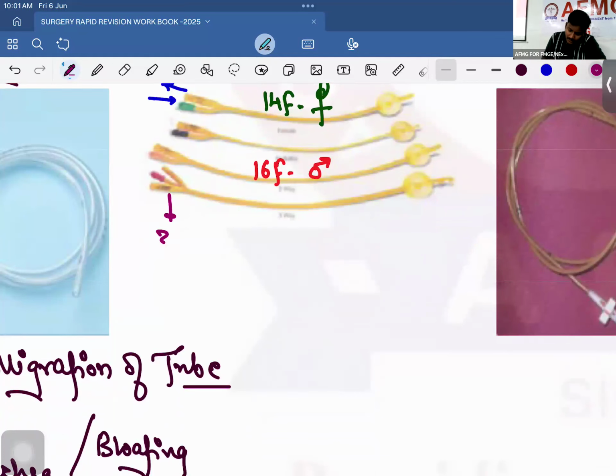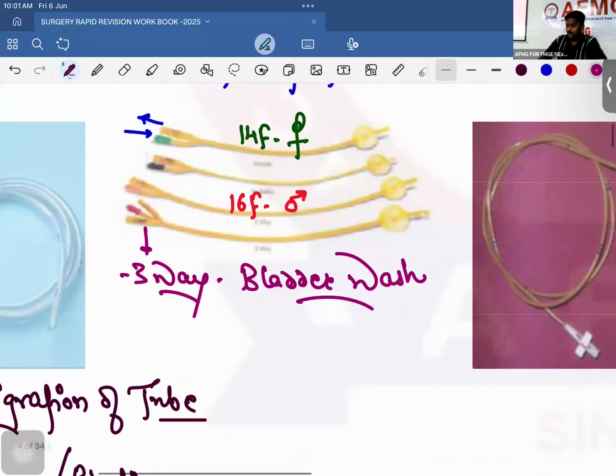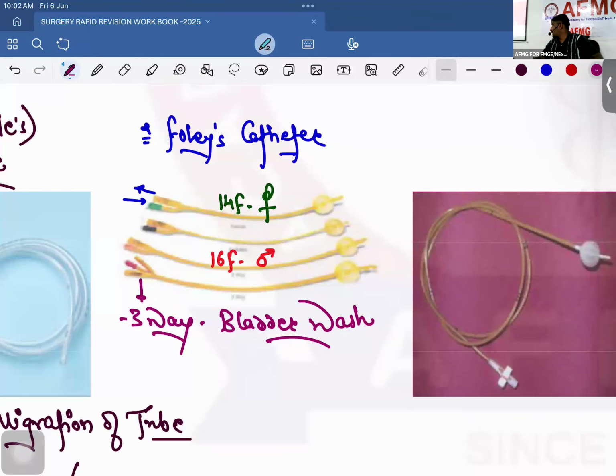How many ports are there? Three ports. So the third port is basically for bladder wash, beta, right? Whenever you have to perform a bladder wash or a bladder irrigation, like in patients of hematuria, in those patients I need a three-way Foley's. So a three-way Foley's is necessary for the purpose of bladder wash or bladder irrigation, beta. That is important to be remembered.